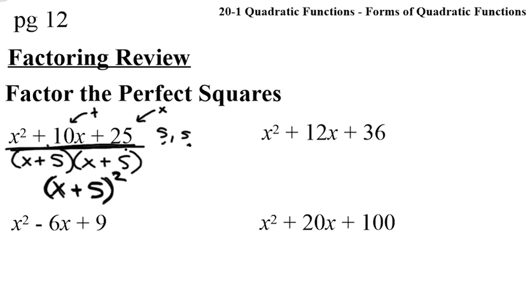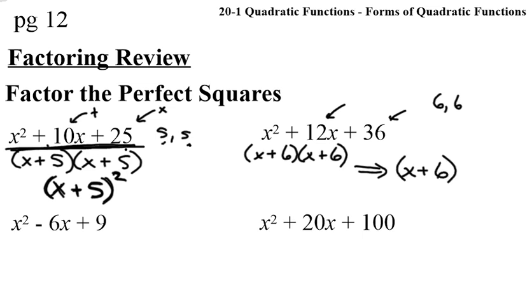This second one, x squared plus 12x plus 36, what multiplies to 36 but adds to 12? Well, 6 and 6. So that leaves me with x plus 6 times x plus 6 to be the factored form. But what's the better way to write that? X plus 6 squared. So we again have a perfect square so that we can simplify it to something squared.